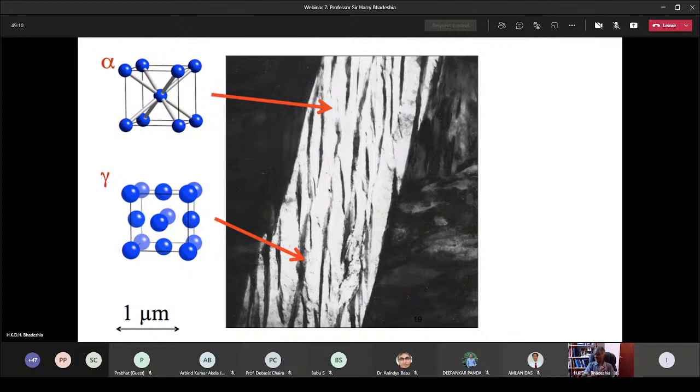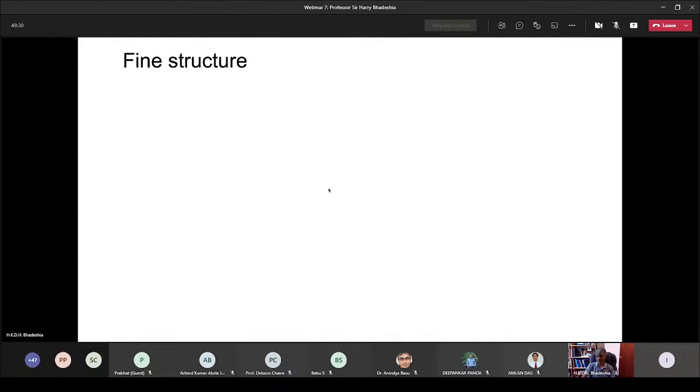So ideally, this is the perfect structure to have for a combination of strength and toughness, because you know that when you refine the grain size, you get an increase in strength, and you know that austenite does not have a ductile-brittle transition temperature, so it will remain tough even at low temperatures. So we have a fine structure, which is a direct consequence of the mechanism of transformation.